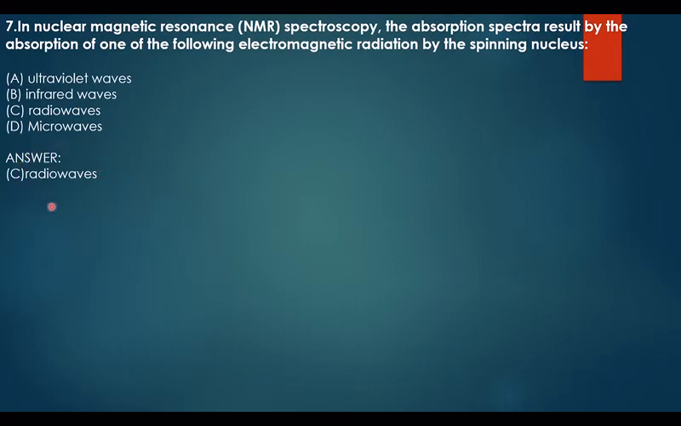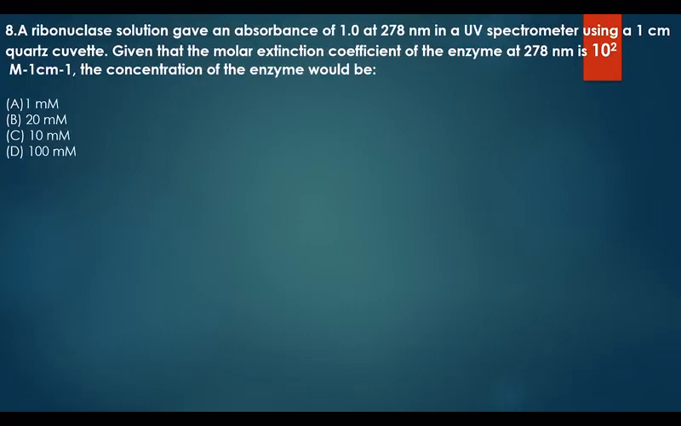Next, we can see the ribonuclease solution gave an absorbance of 1 at 278 nanometer in the UV spec using a 1 centimeter quartz cuvette. Given that the molar extinction coefficient of the enzyme at 278 nanometer is 10 square per molar per centimeter, the concentration of the enzyme would be. 4 options are given. So in order to know the concentration of enzyme in UV spec, there is a formula. The answer is 10 mM.